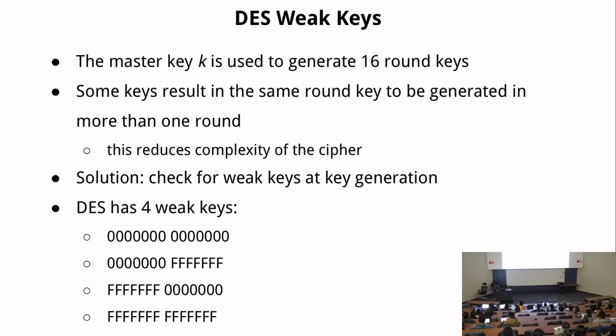Also, because the design of the S-box was not disclosed at the very beginning, people suspected that IBM or NIST may have implemented some backdoors. Maybe there are some universal keys which can decrypt anything. Yeah, question?